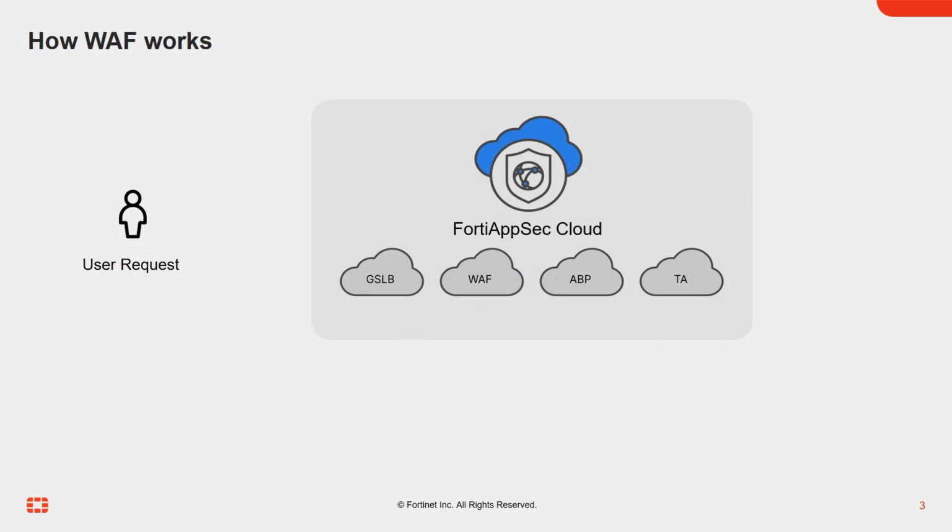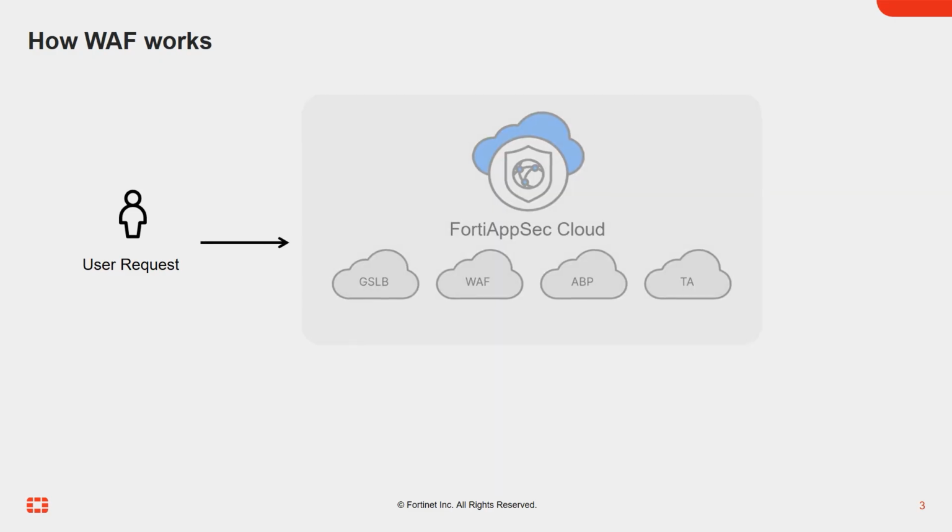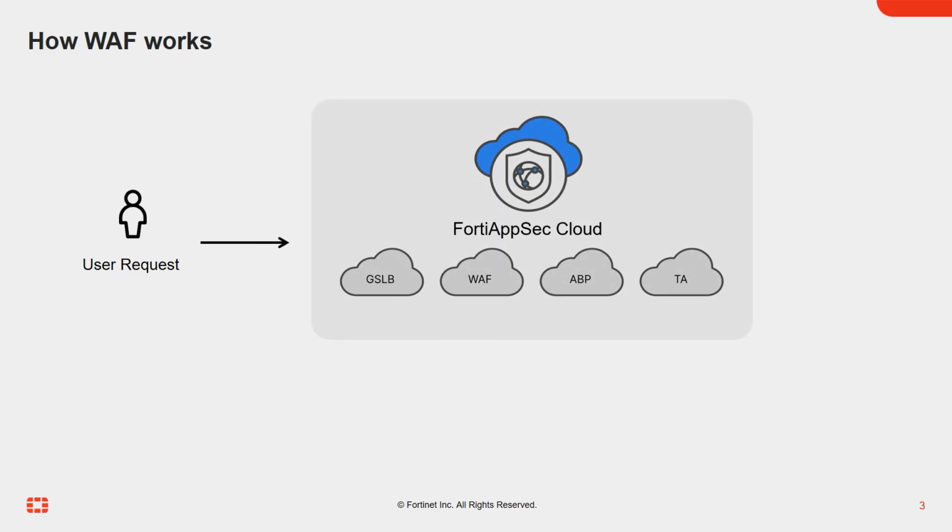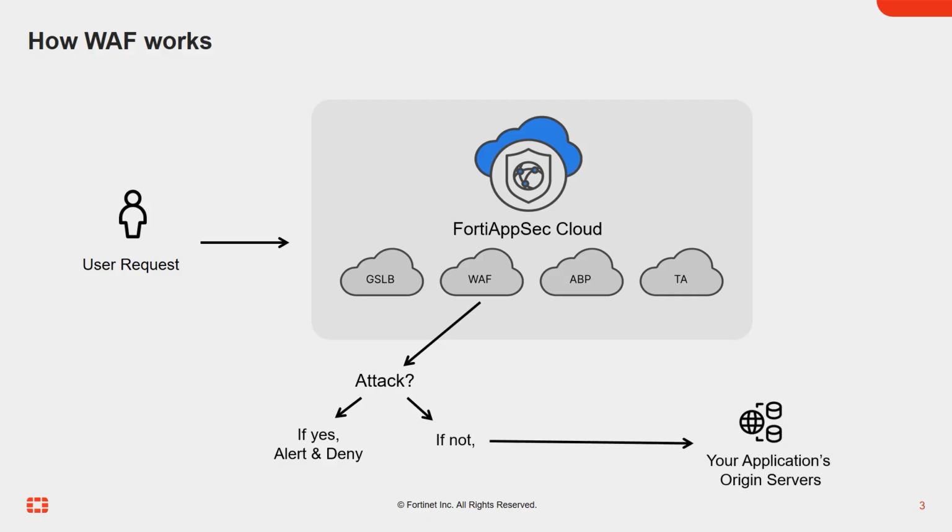When a user submits a request to your application, the request is first received by FortiAppSec Cloud, which acts as a reverse proxy. The Web Application Firewall, or WAF, inspects the request using its security features to determine whether it poses a threat. If the WAF determines that the request is malicious, it triggers an alert and blocks the request, preventing it from reaching your application. If the request is deemed safe, it is forwarded to your application's origin server for normal processing.